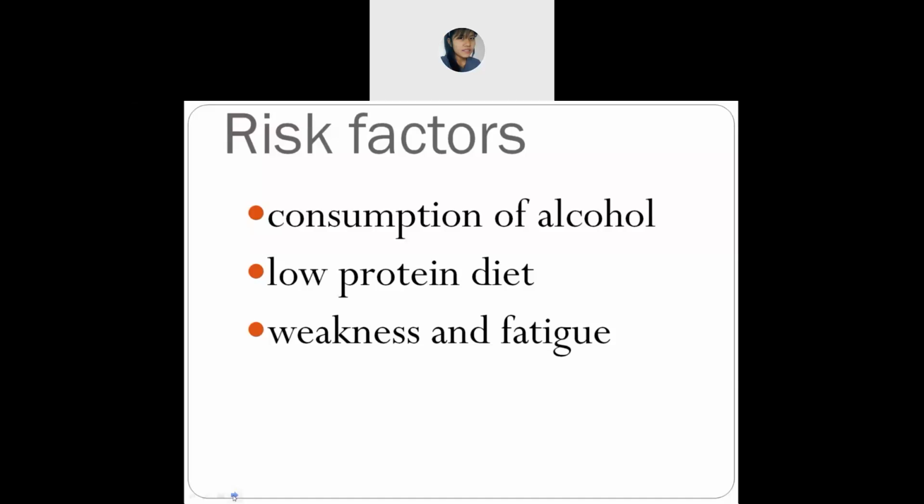And the next is weakness and fatigue. Whoever is weak is also at risk of having this ascites. Is it clear? Yes. Okay, risk factors done.